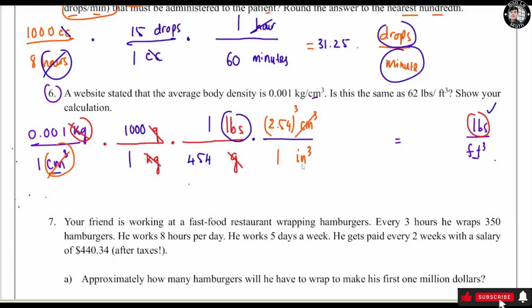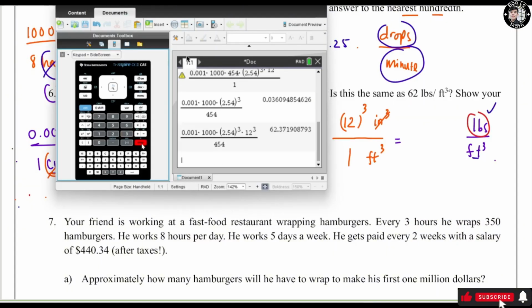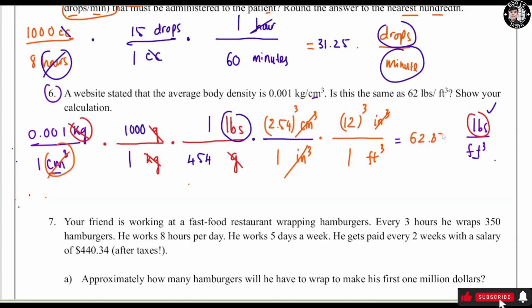Now we have cubic inches here, but we need cubic feet. We know that 1 foot is 12 inches. So we put cubic inches here so that this cancels out, and cubic feet here. So 1 cubic foot is 12 cubed cubic inches. Now we're going to punch it into the calculator. Press Ctrl Enter. It's going to be 62.372, which is the same thing as this right here. So we need to say yes.